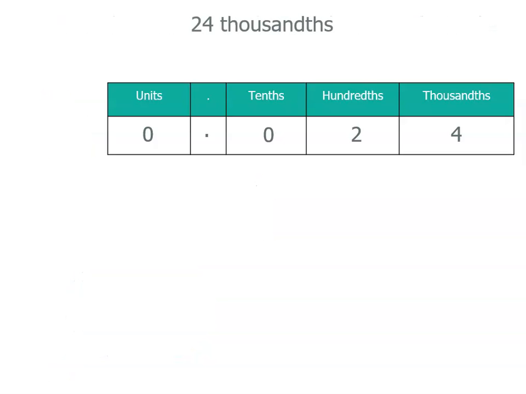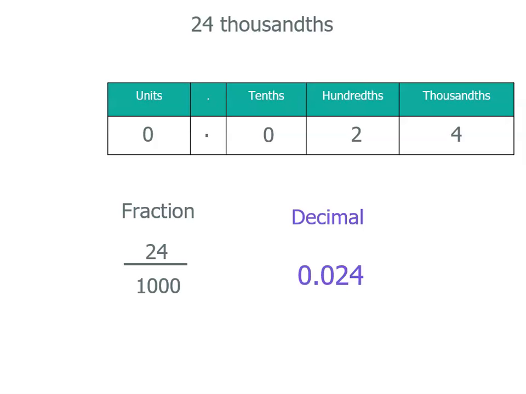So 24 thousandths is written as a fraction as 24 over 1,000, and as a decimal, 0.024.